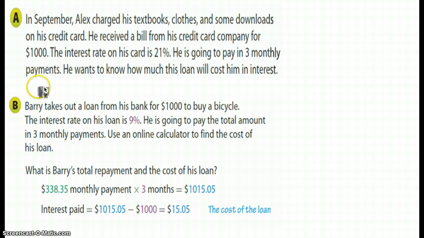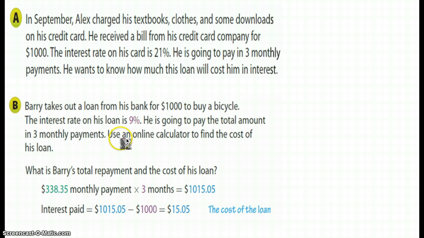The second scenario is Barry. Barry takes out a loan from his bank for $1,000 to buy a bicycle. The interest rate on his loan is 9%. He's also going to pay the total amount off in 3 monthly payments.